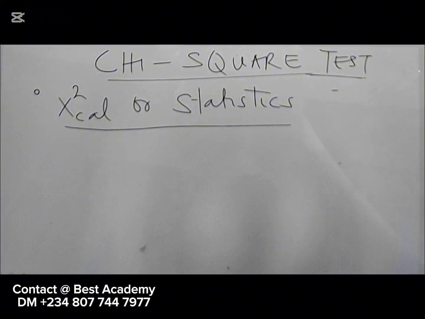Okay, now let's know what is chi-square calculated. When we are saying chi-square calculated, this is the chi-square we calculate. When we are saying chi-square tabulated, we get that from the table, from the natural table, which I told you guys in our previous video.